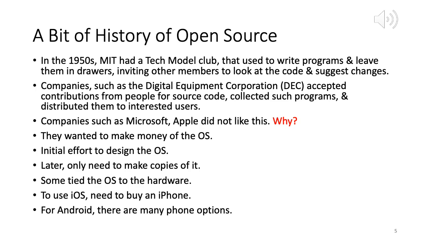So now I am on slide 5. Here we discuss a brief history of open source, right? How it evolved. Back in the 1950s, MIT, Massachusetts Institute of Technology, one of the top engineering schools in the world, had a tech model club that used to write programs and leave them in drawers.